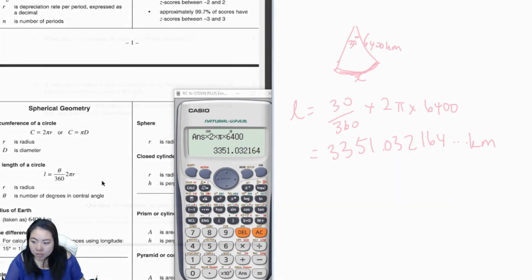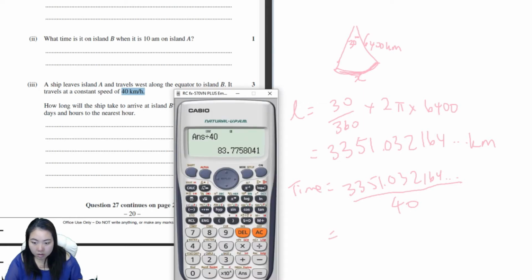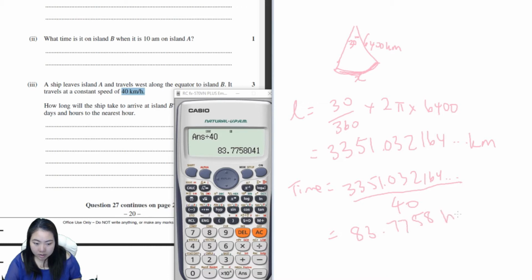Let me go back to the question. We are given that the boat travels at 40 kilometers per hour. Now it's just a matter of division. The time it takes would be that by the speed. It's 40 kilometers per hour. Okay, that is 83 hours, 0.7758 hours.